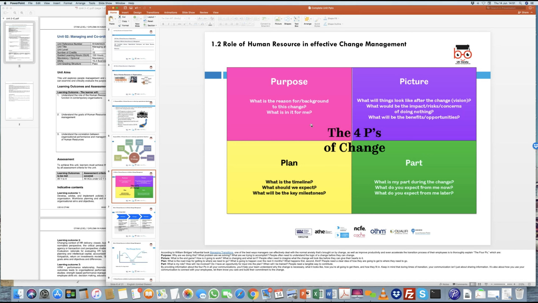The other 4 P's that we talk about: the picture is the P. Why is this change coming? What is the end game, as they call it? Why did we introduce this change? Like the UK is leaving the European Union. So what is the bigger picture?